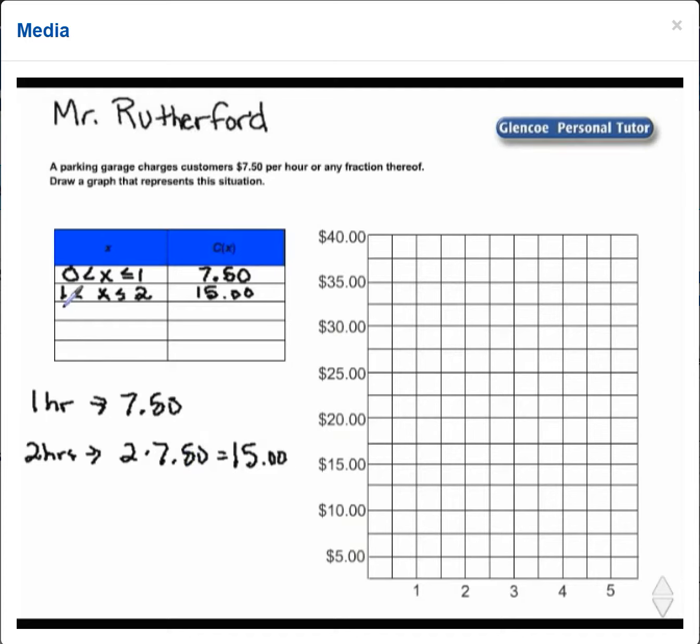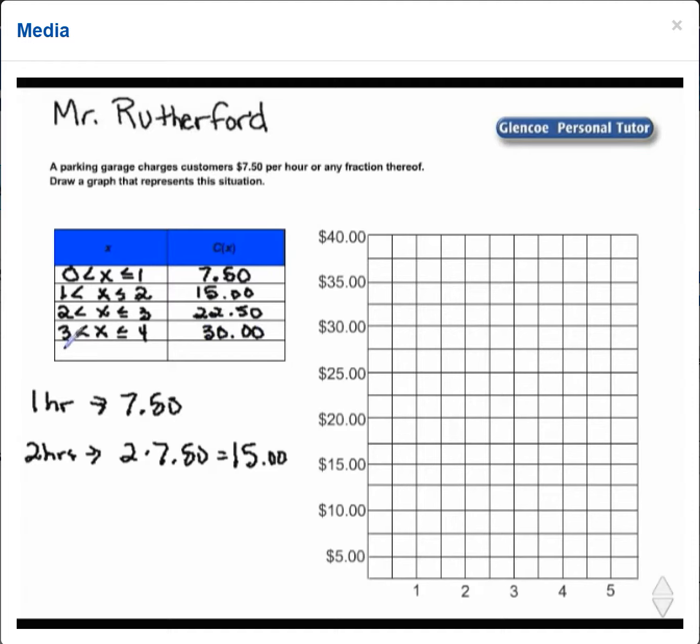Next we'll have between 2 and 3 hours, our inequality will be x is greater than 2 and less than or equal to 3. So we'll multiply 3 times $7.50, which will give us $22.50. Next we have between the hours 3 and 4, so our inequality will be x is greater than 3 and less than or equal to 4. So we'll multiply 4 times $7.50, which gives us $30.